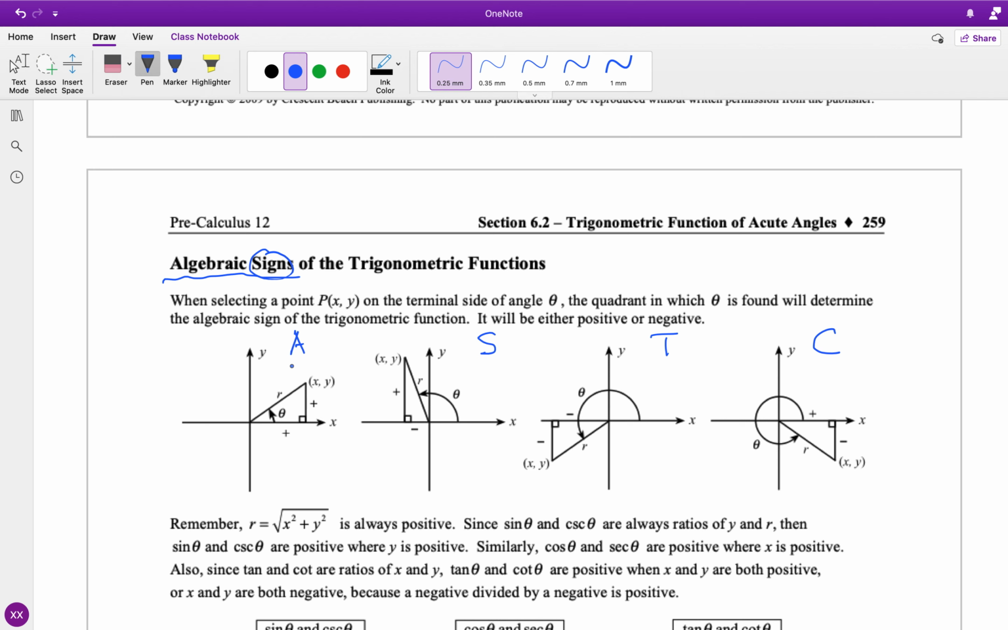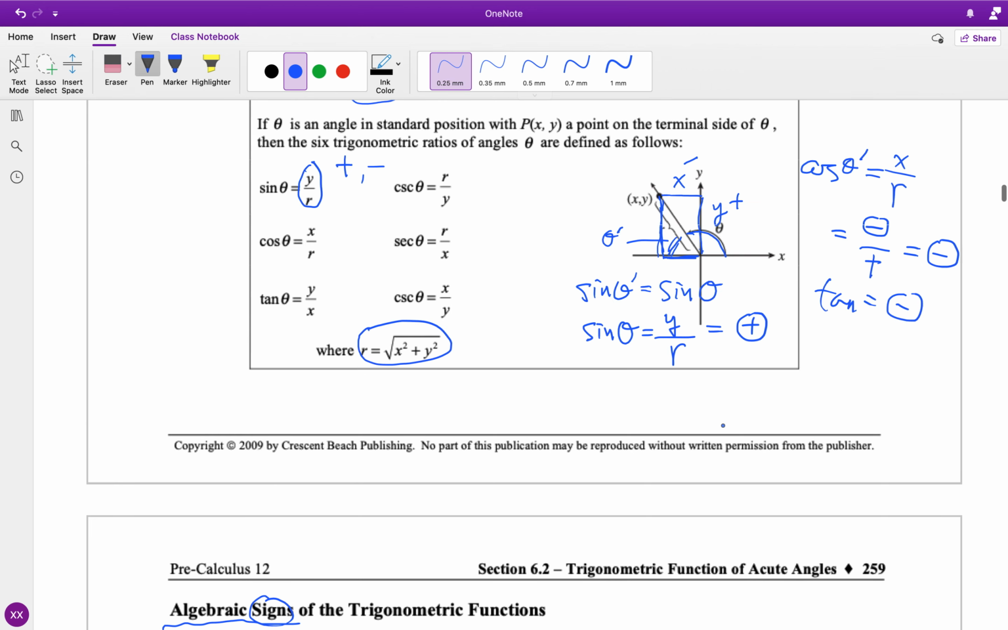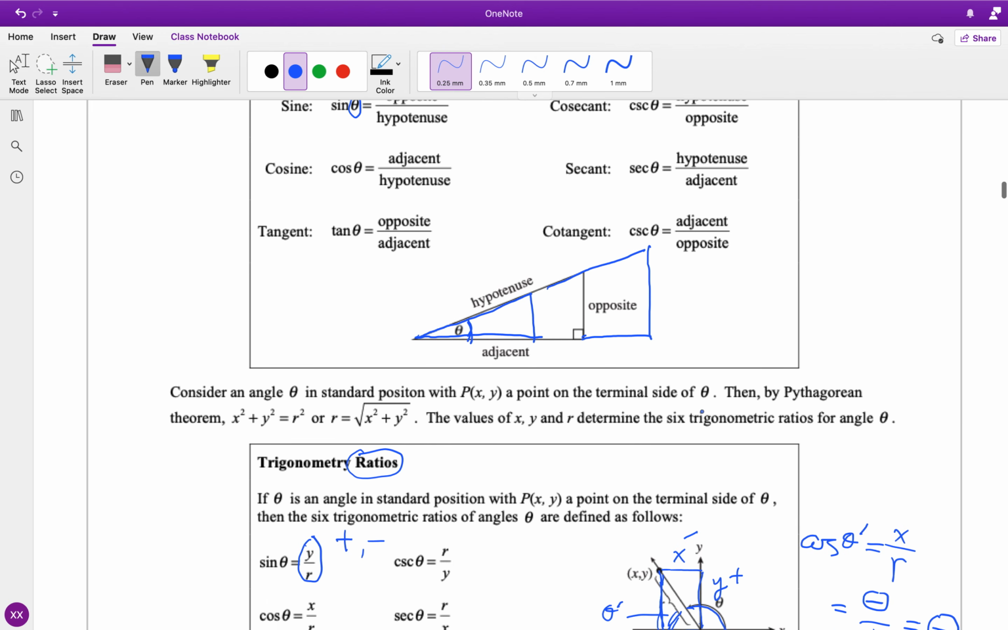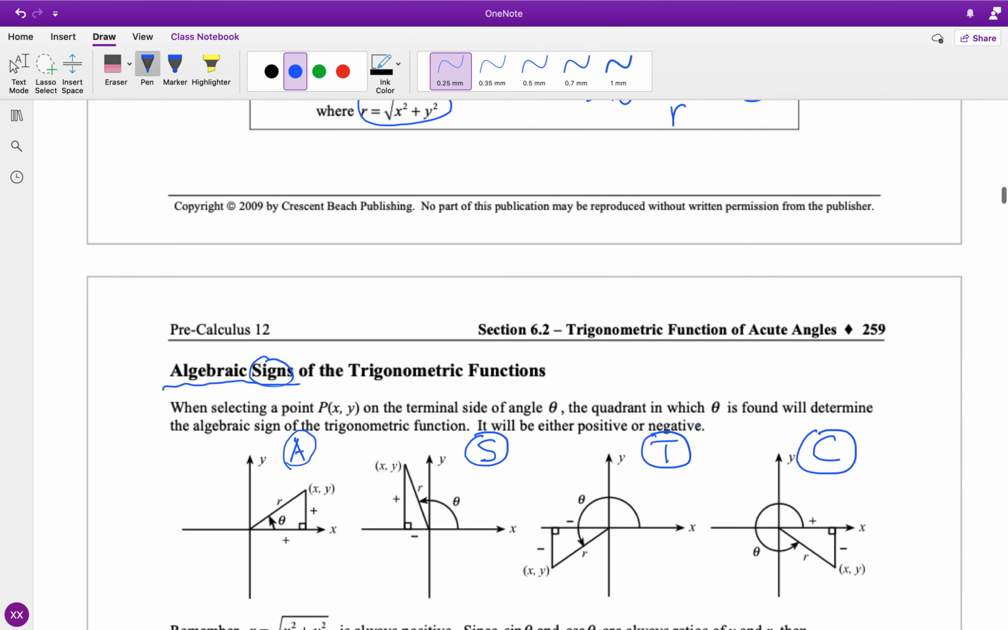That means all the trig values in the first quadrant are positive. In the second quadrant, only sine is positive. In the third quadrant, only tangent is positive. And in the fourth quadrant, only cosine is positive. Of course, we now extend this to our new friends, cosecant, secant, and cotangent. They just go by the sine, cosine, and tangent, all right?